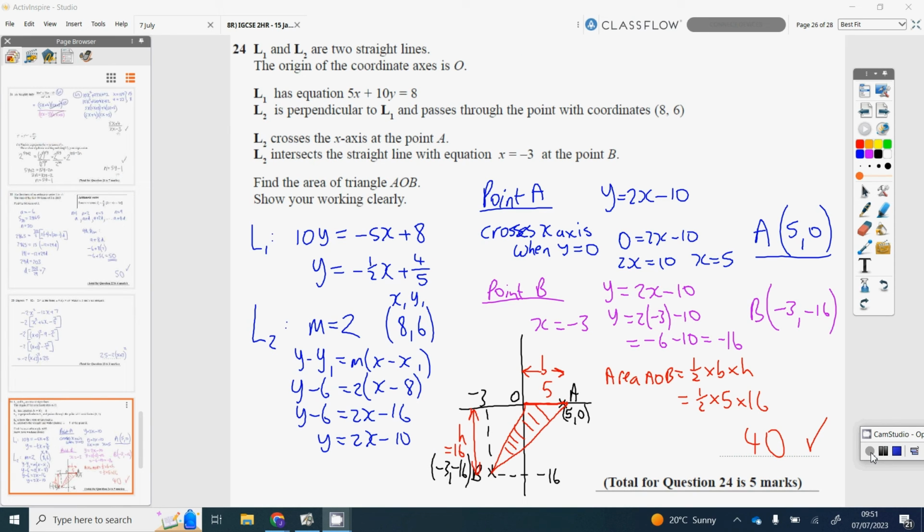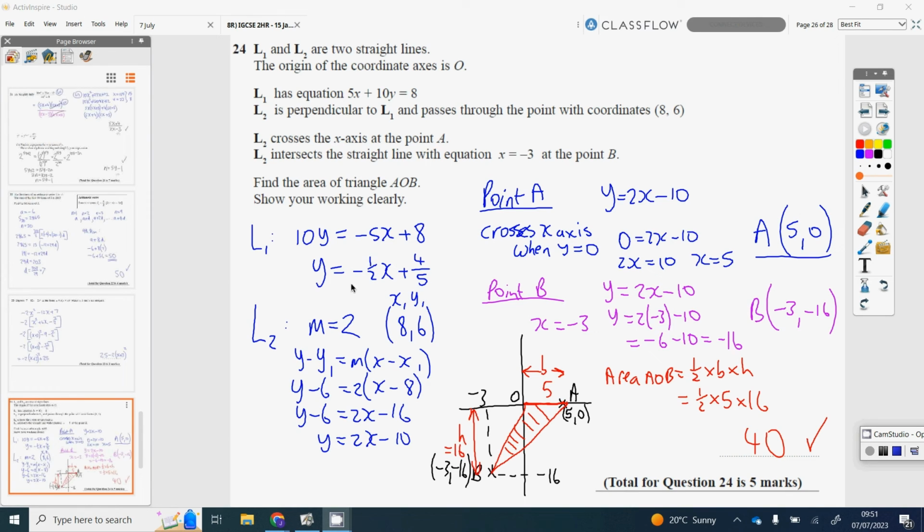Question 24. So there's a lot going on here. Now I'm going to start off by looking at line 1, L1. Now I've been told that 5x plus 10y equals 8. So taking away 5x from both sides, I get 10y equaling minus 5x plus 8. Dividing by 10, I get y equaling minus a half x plus 4 over 5. So my gradient of line 1 is minus a half.